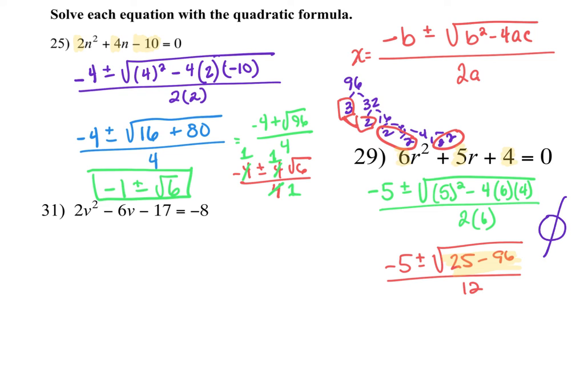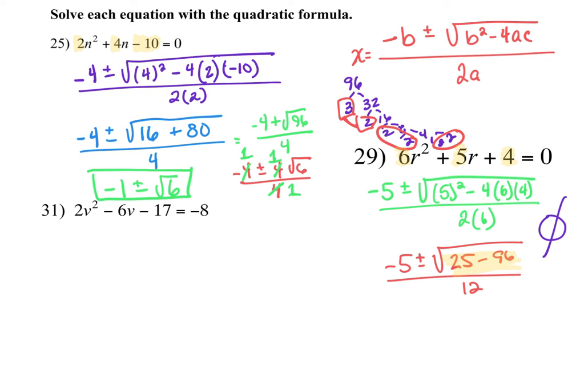This is no solution. If you get a negative inside your root, it is no solution. You cannot take the square root of a negative number, okay? You can't take a square root of a negative number, all right? So if your b squared is smaller than your 4 times a times c, then it's going to be negative, right? All right, so pay attention.